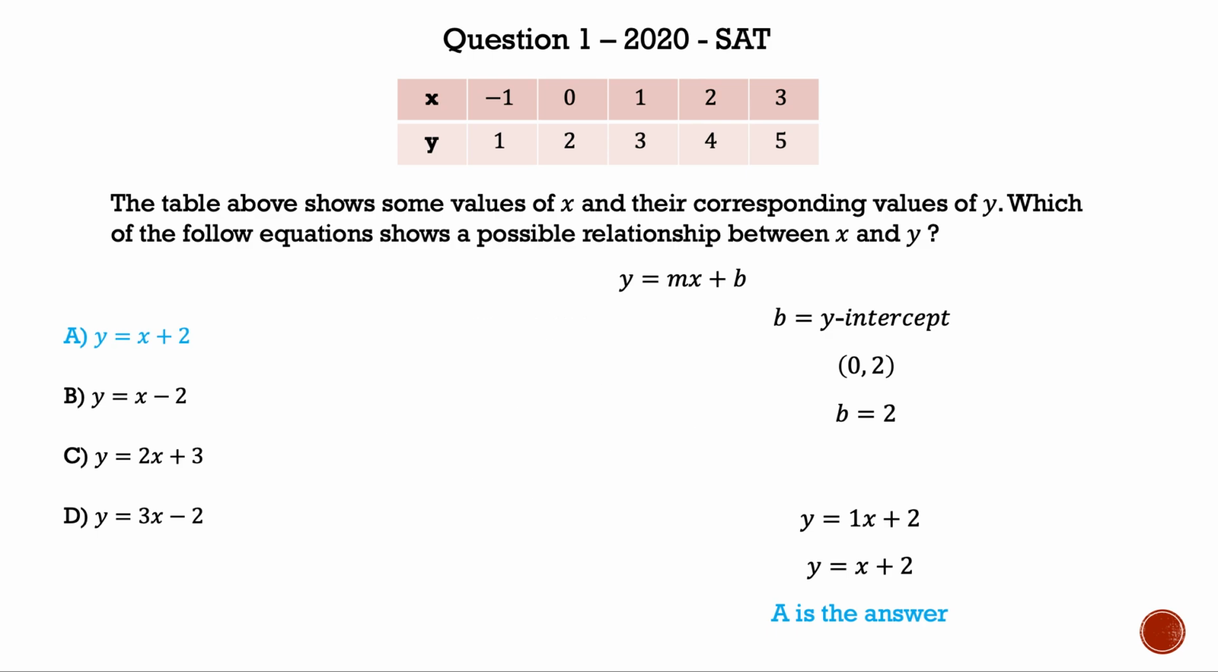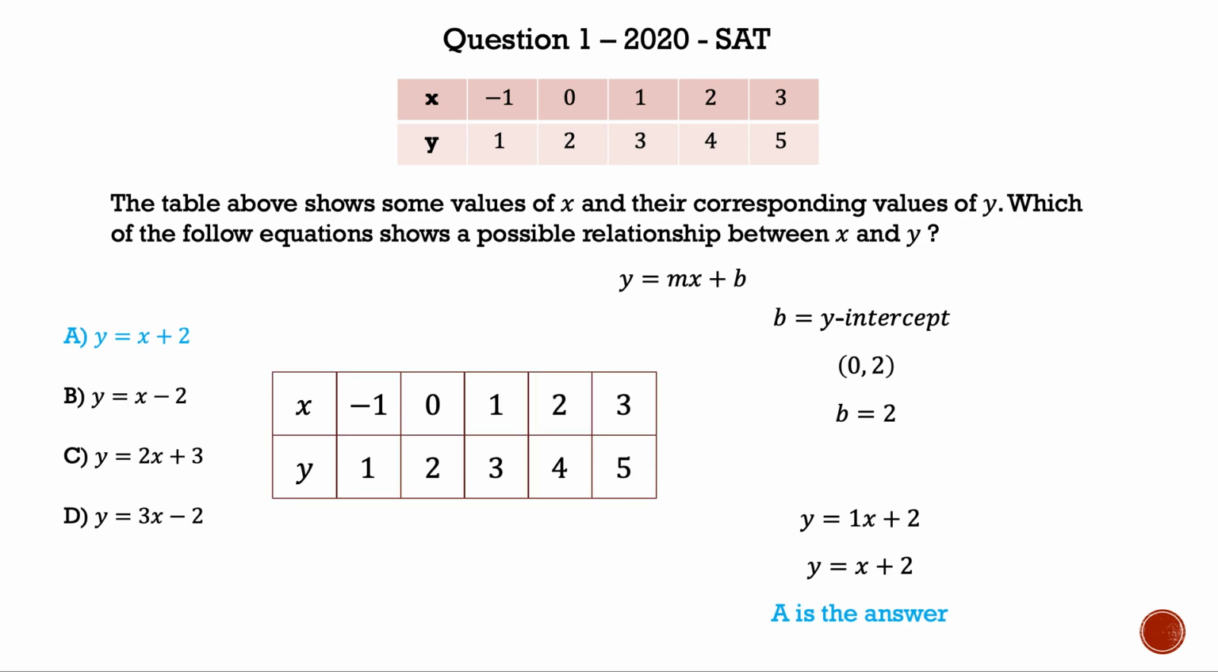Now, let's show you another method in case you don't remember the slope formula. We can use the table. First, we have to find the difference of each x value. In this case, it is plus 1. Now, we have to find the difference for each y value. In this case, it is plus 1.